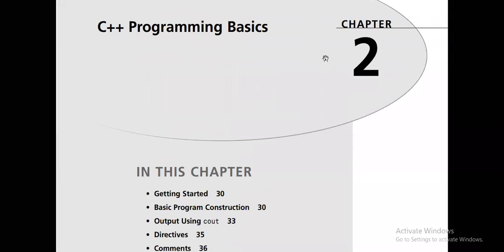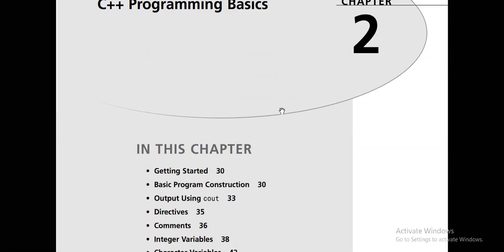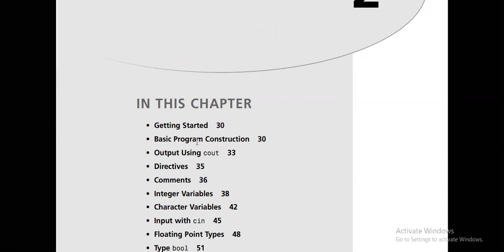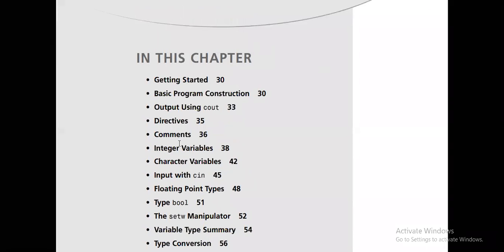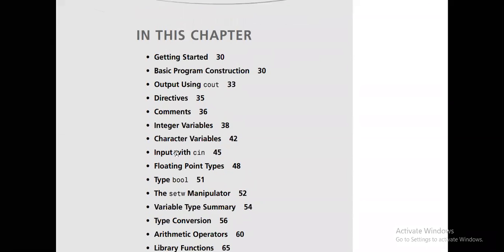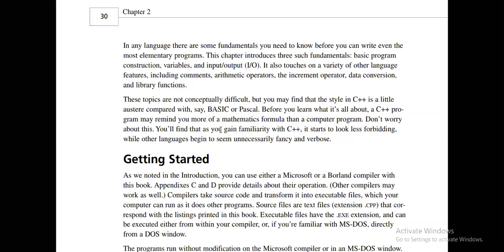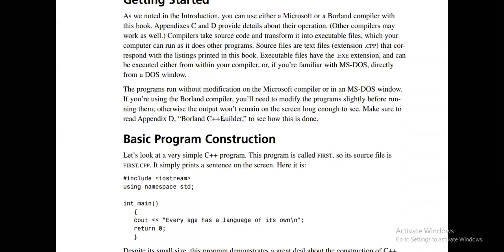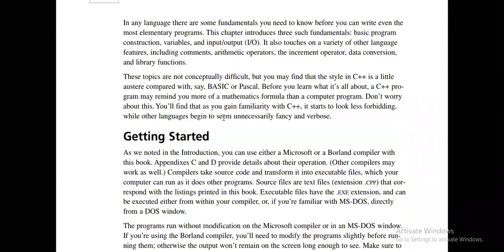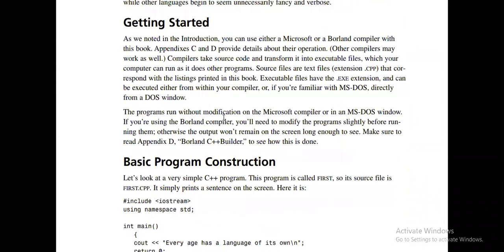In chapter 2, C++ programming basics, we will see how to create a basic C++ program, how to take input, how to print, how to declare variables, how to take input into those variables, what the types of variables are, and some parameters like manipulators such as setw. Then we'll summarize the whole of chapter 2. So let's get started.